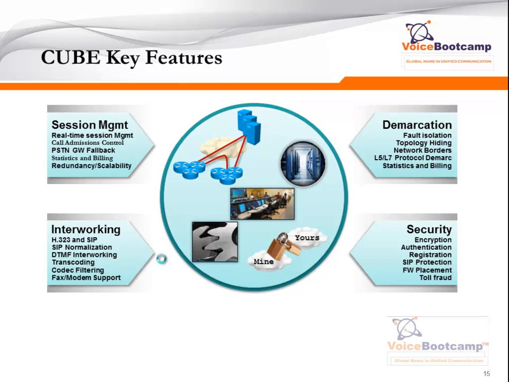You can route every call through the proxy server so that the direct communication is no longer between the gateway and the phone, but between the phone and the proxy, and the gateway and the proxy. And then from a security perspective, you can enable encryption and authentication. You can require the SIP gateway to register. You can use firewall replacement and toll fraud protection. All these features can be built into the Cube solution.